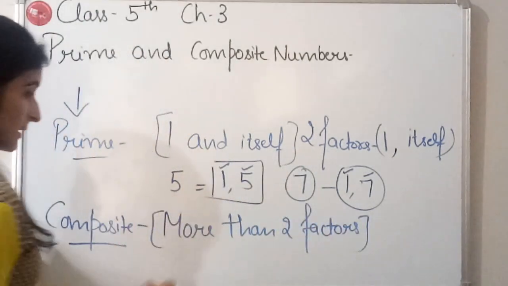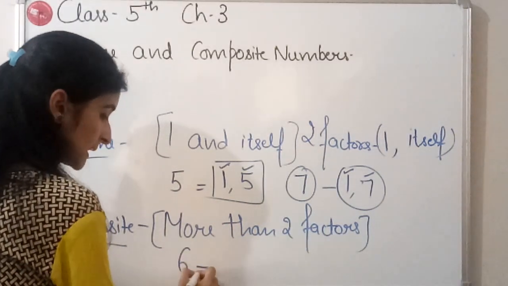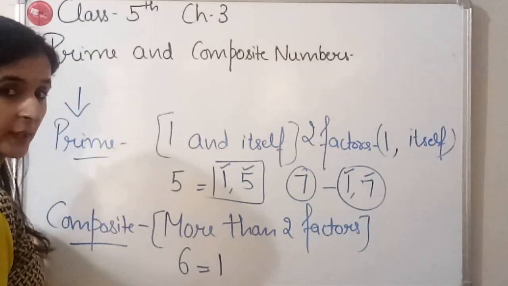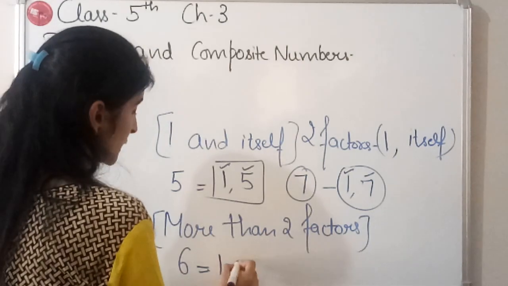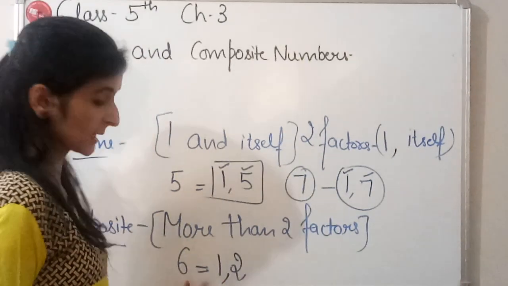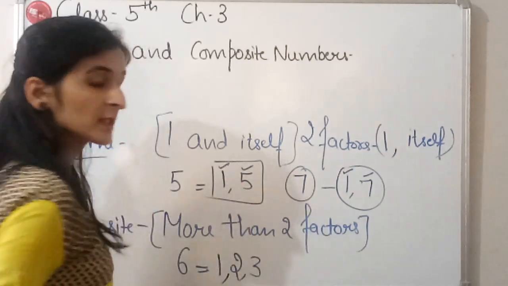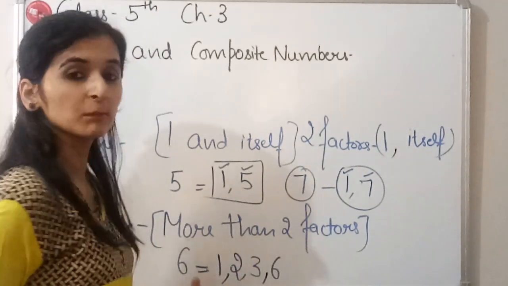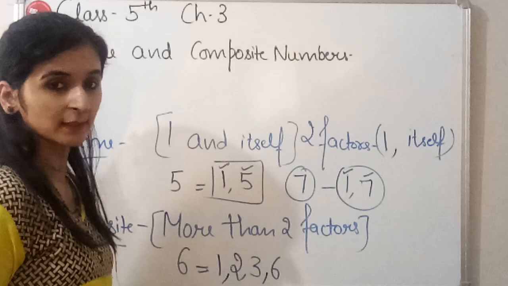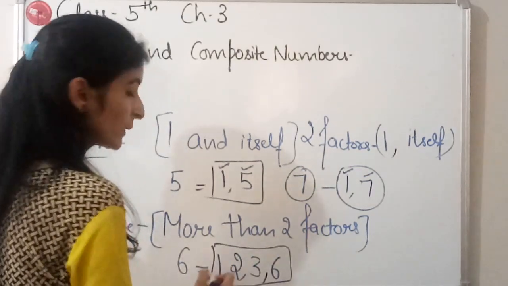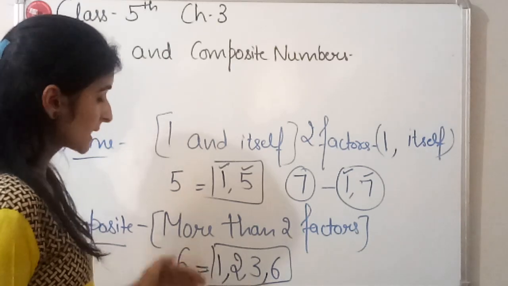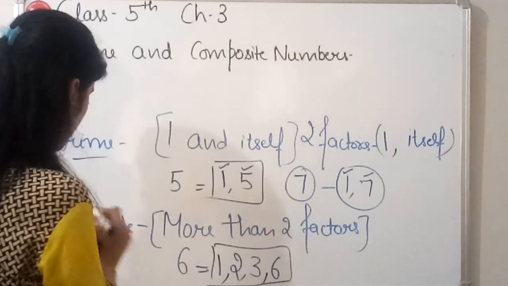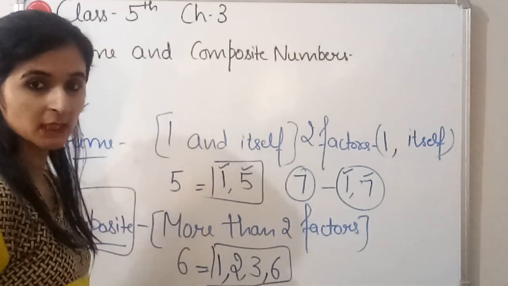Clear? If I am talking about 6, then what are the factors of 6? Firstly, we have 1, because 1 is a factor of every number. Then 6 is also divisible by 2, so 2 is a factor of 6. Then 6 is also divisible by 3, so 3 is also a factor of 6. After that, 6 is divisible by itself, so 6 is also a factor of 6. So we have got 4 factors of 6 here. It means 6 has more than 2 factors. If it has more than 2 factors, then it will come in the category of composite numbers.